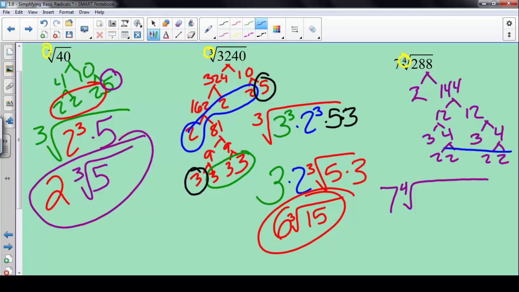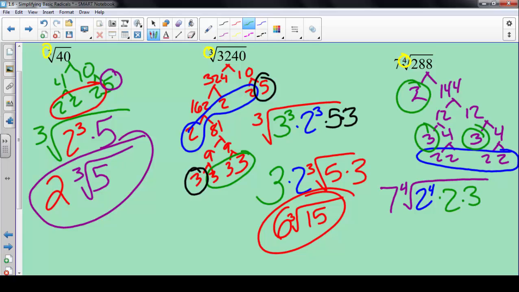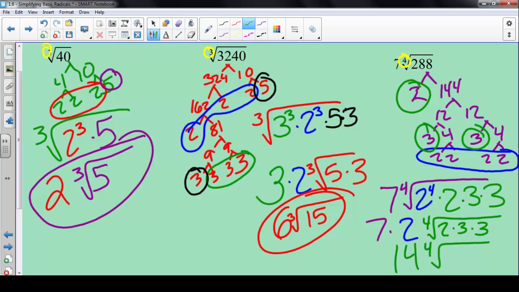It's a 4th root, we need groups of 4. And then we have a 3, and a 2 left. 7 times 2 is 14. 4th root. 2 times 3 is 6. 6 times 3 is 18. And we're done.